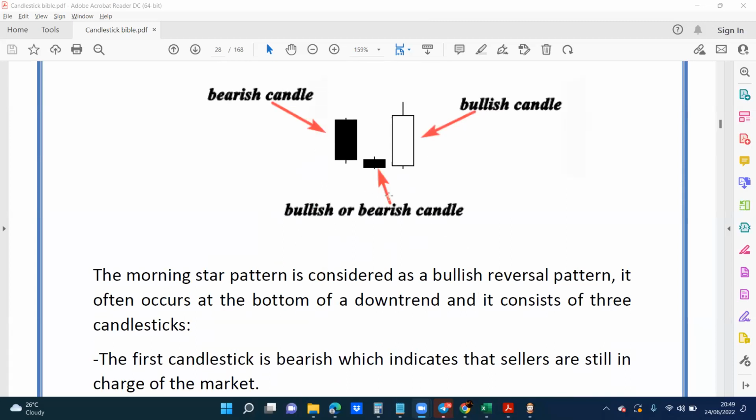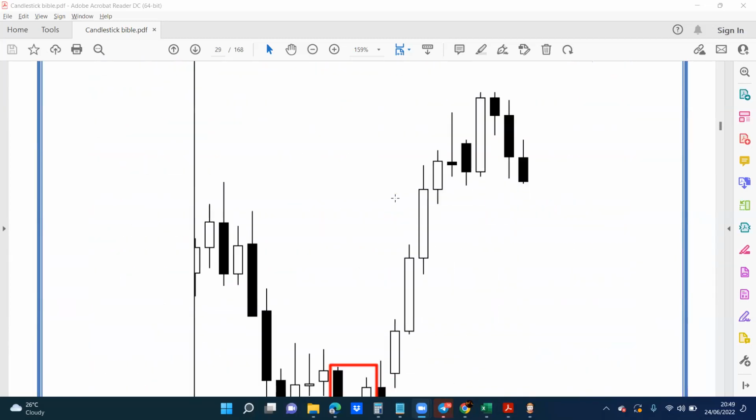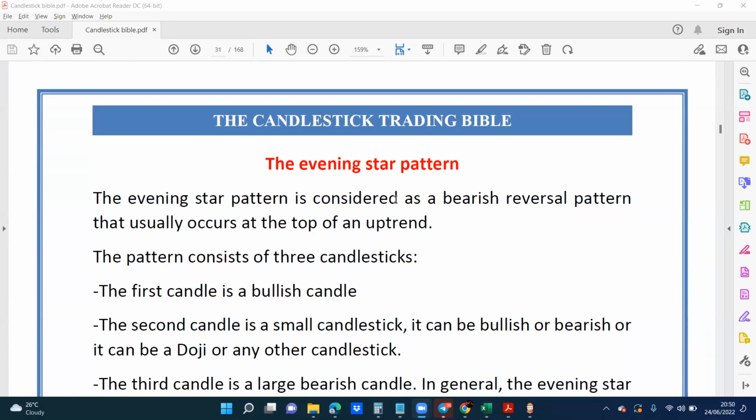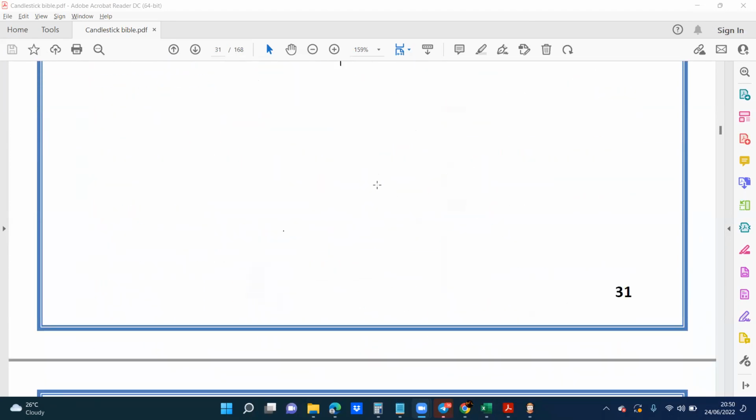The morning star looks like it's a candlestick pattern, but we'll not discuss it because for me, inside the morning star, I see a bullish engulfing in this case. So I'm not bothered about morning or evening stars. I see bullish engulfings.